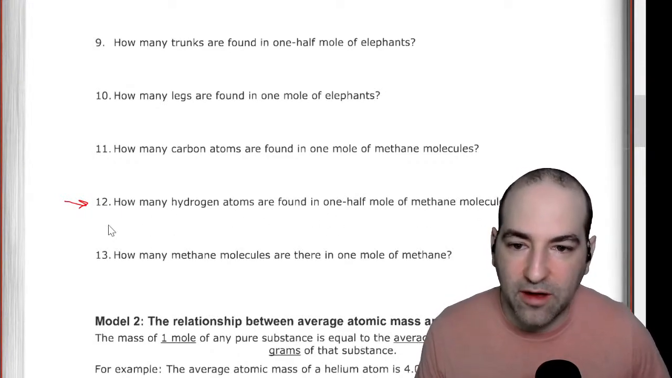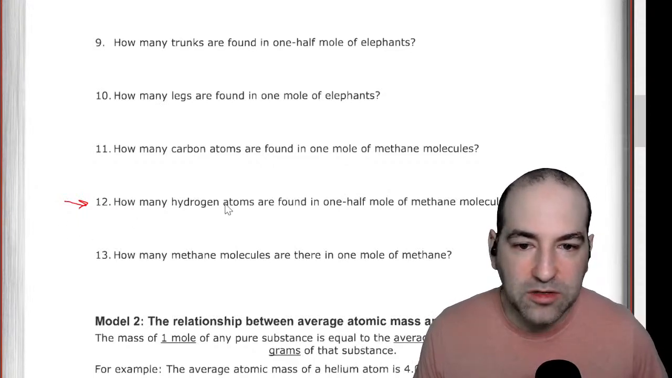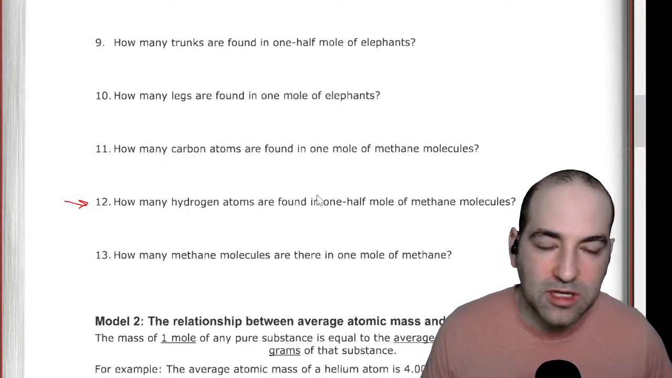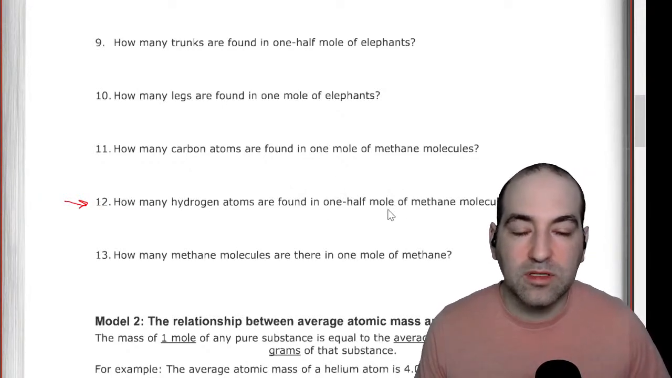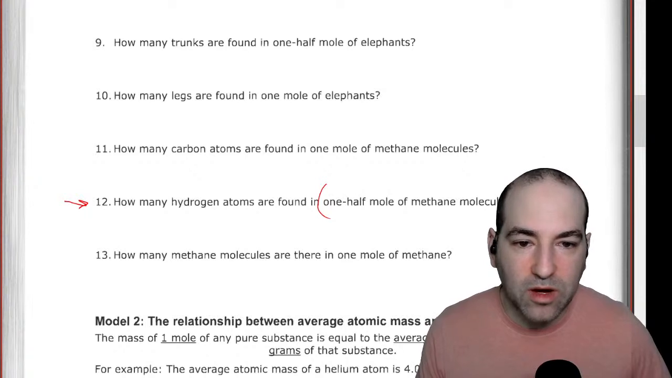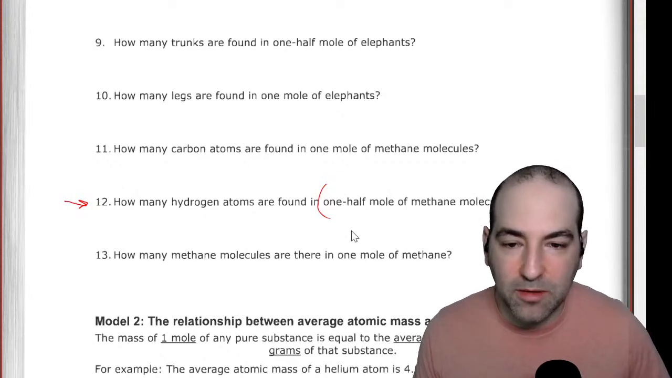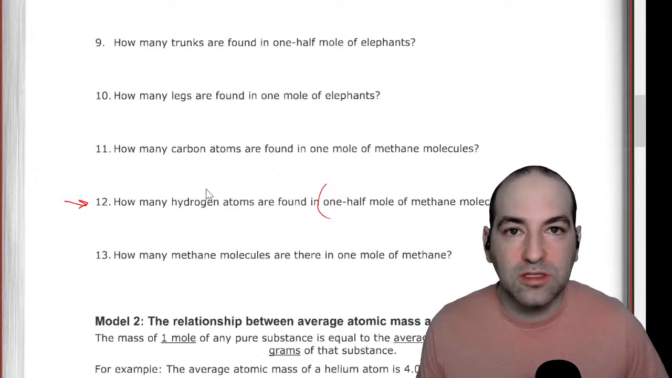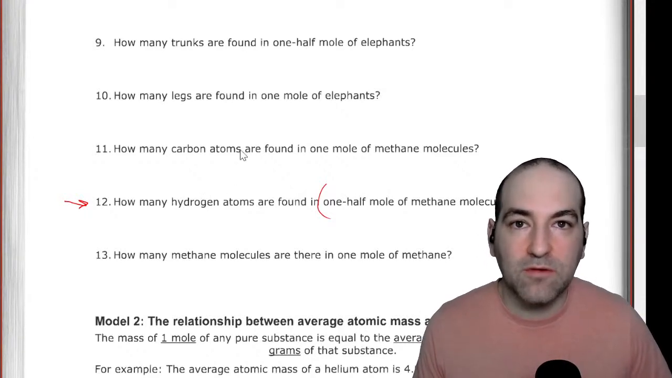There's a lot going on there because we know we have 4 hydrogens per molecule. We know we have that big number, 6.02 times 10 to the 23rd, per mole, and then we need 1/2 a mole. So we can take this step by step. First of all, what's 1/2 mole of molecules? Well, a 1/2 mole of methane molecules would be half of that big number. And then how many hydrogen atoms? Well, times 4, since just like 4 legs on the elephant, 4 hydrogen atoms.